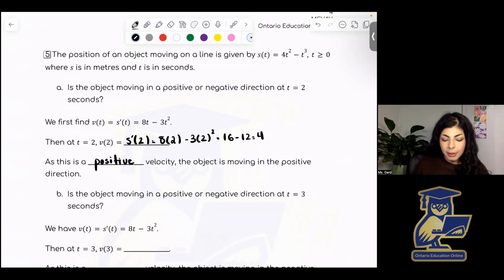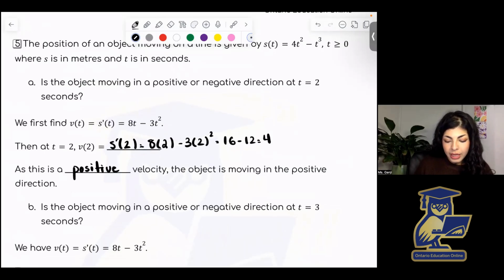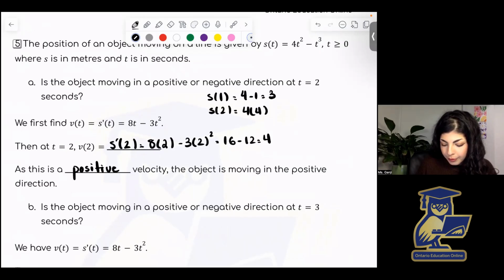And keep in mind here, one thing we could do, for example, is to find s of 1 and s of 2. So s of 1 would give me 4 minus 1, which is 3, and s of 2 would give me 16 minus 8, which is 8. And I'm now seeing that my displacement is moving from 3 to 8, and so I am actually moving up. So that is also another way that you could have interpreted this as we are moving in a positive direction.